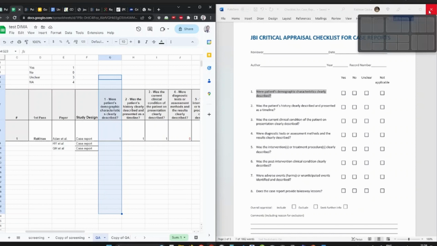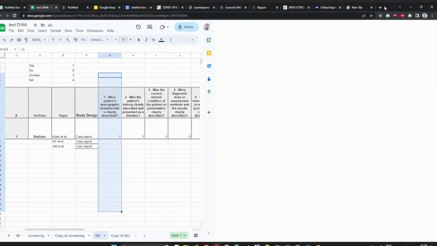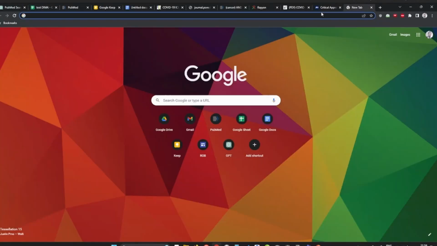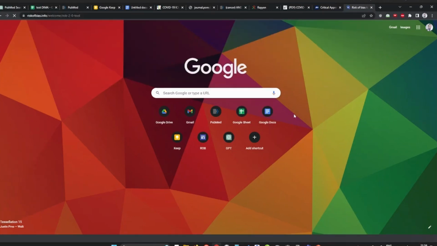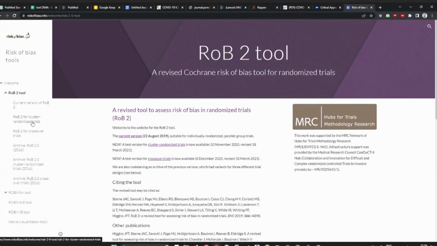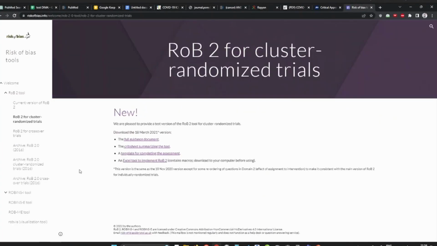So we have quality checklists for randomized control trials from different institutions like JBI. I was talking about Cochrane. We have another one, the Qabsa tool. These make quality appraisal sheets for randomized control trials. So the same thing will happen here.